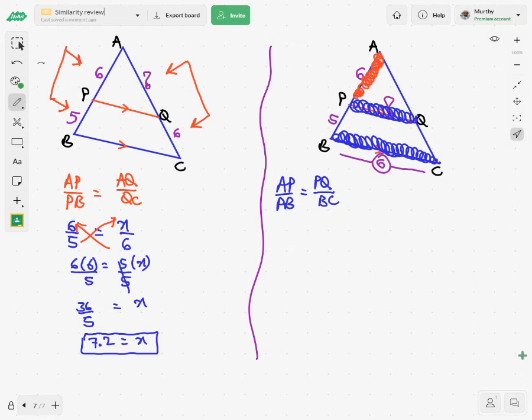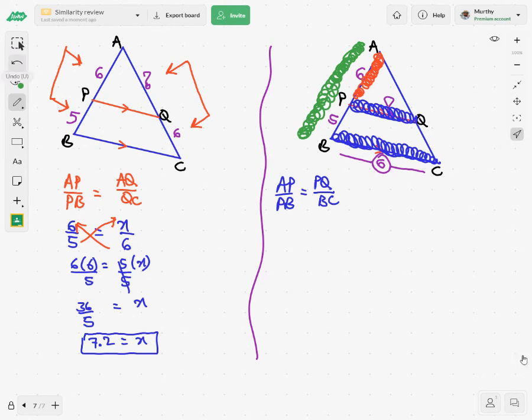Again, I am repeating. When you are taking PQ, one side of the small triangle over one side of the large triangle, you have to take the whole length. This is the tricky part. If you can understand this part, then you can do similarity questions easily.